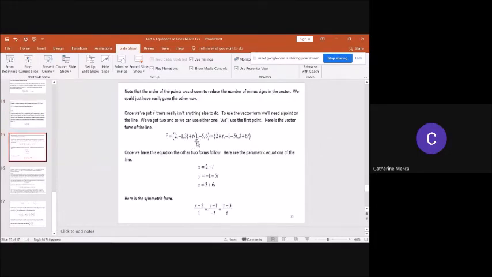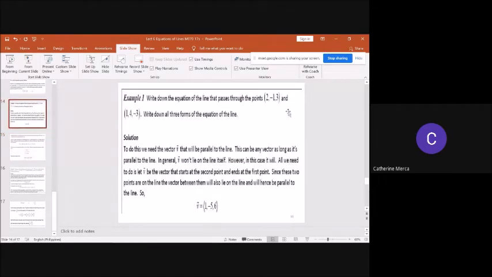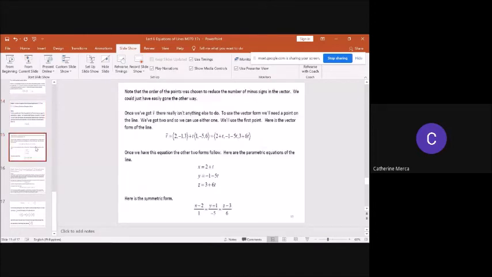We now have t(1, -5, 6), and we have your point (2, -1, 3). We can also use the other point, (1, 4, -3). We can also make use of that one and come up with the following vector. This is (2 plus t, -1 minus 5t, and then 3 plus 6t). So once you have this equation, the other forms will follow.